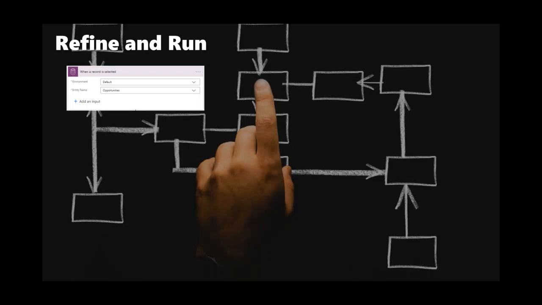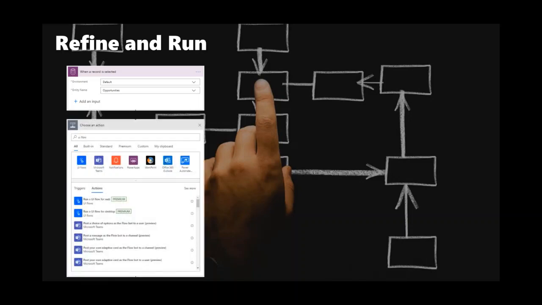So I created my Power Automate the way I'd create any Power Automate that CRM would start. In this case, I said when a record is selected, and then I said, well, what kind of record? Well, it's an opportunity record. Okay, great. Then I add a section to that record. That section is a UI flow.